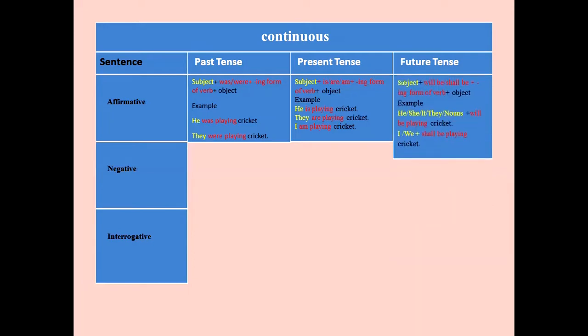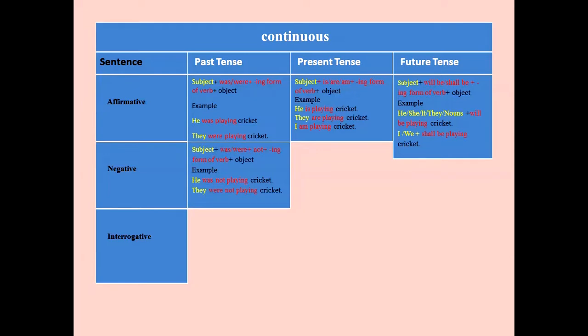Next, in future, again there are two helping verbs, will and shall. Will is used with all other nouns and pronouns, but shall is used only with I and we, and those are the first person pronouns. In future tense, subject is followed by will be or shall be, and then ing form of verb and then object. Ing form of verb is also called progressive form of verb.